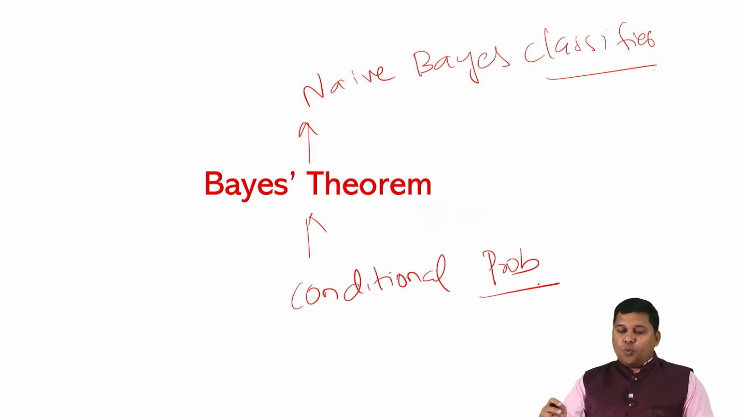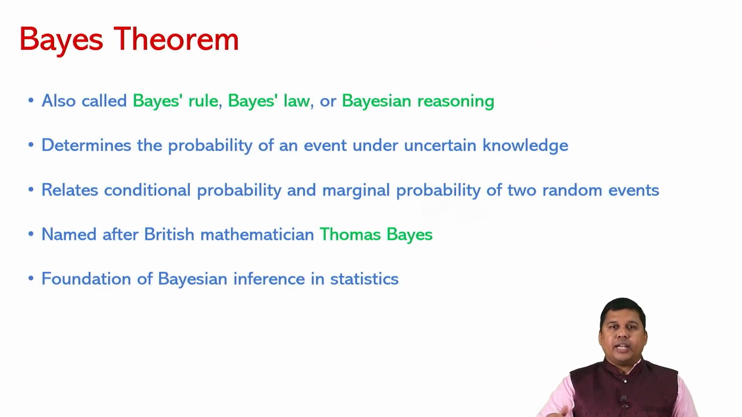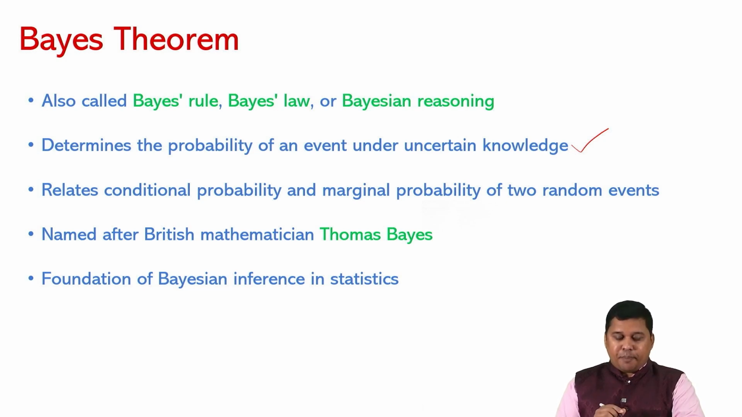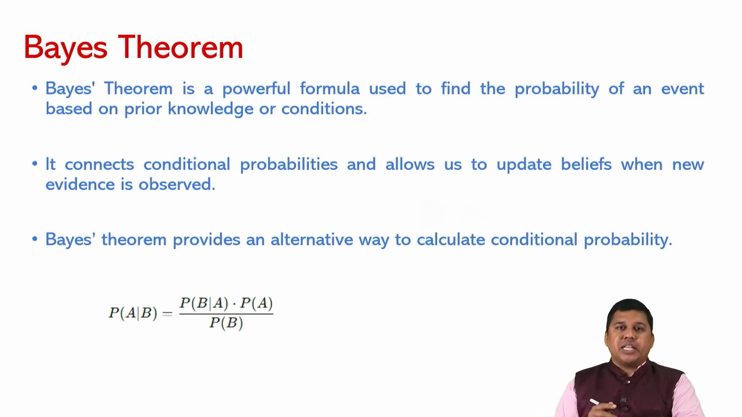Let us try to understand what Bayes theorem is. It is also called Bayes law or Bayes rule or Bayesian reasoning. It determines the probability of an event under uncertain knowledge. Whenever there is uncertainty, we apply Bayes theorem. It relates conditional probability and marginal probability of two random events, and it was named after the scientist Thomas Bayes.